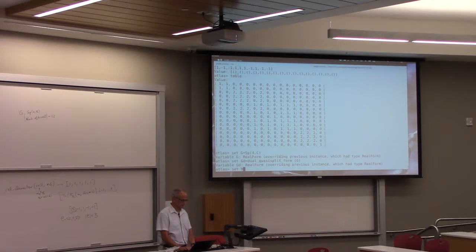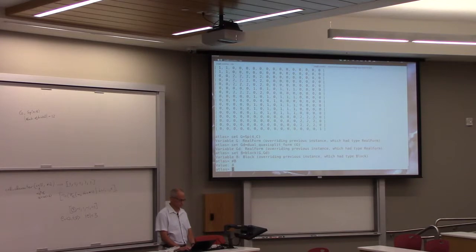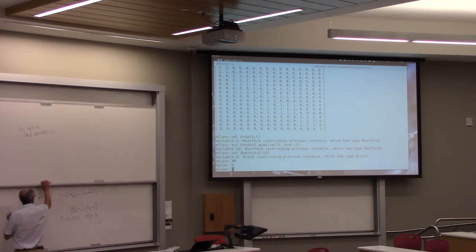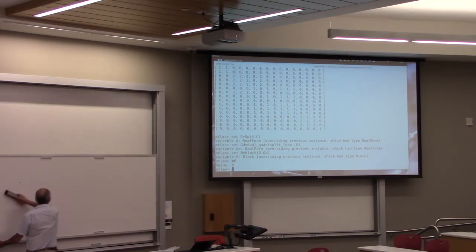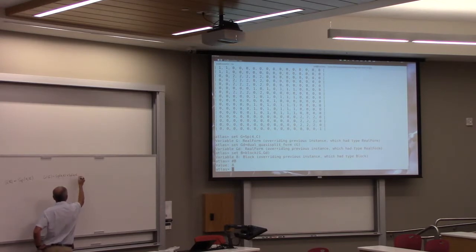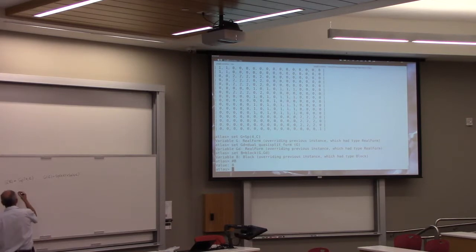So you could ask people while the computation is going on what the Weyl group is here, and what its representation is. So I'm doing the block of the trivial representation of SP4C. So G of R is SP4C, so G of C is SP4C cross SP4C, and the block is in one-to-one correspondence with the Weyl group.